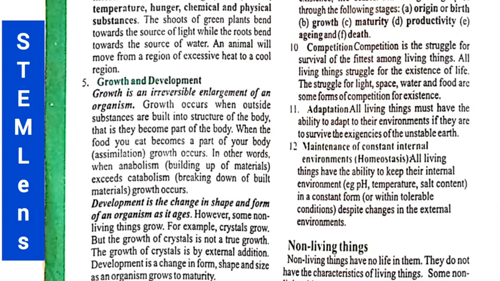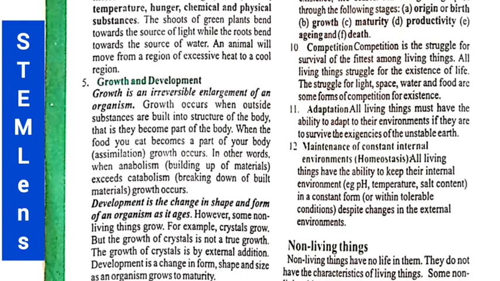Alright, number 11, we have adaptation. All living things must have the ability to adapt to their environment if they are to survive the exigencies of the unstable earth. Yes, tolerance. You may have to change your location, you may have to be exposed to some unfavorable conditions. No climate is permanent. You have climate change. So when there is a climate change, you are used to one already and then you are now seeing another. You have to adapt. You have to adapt for that period.